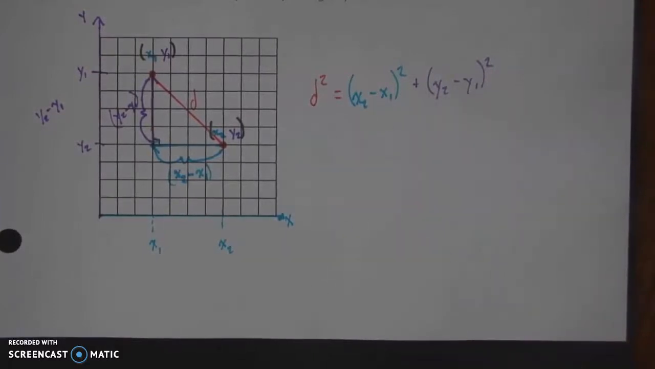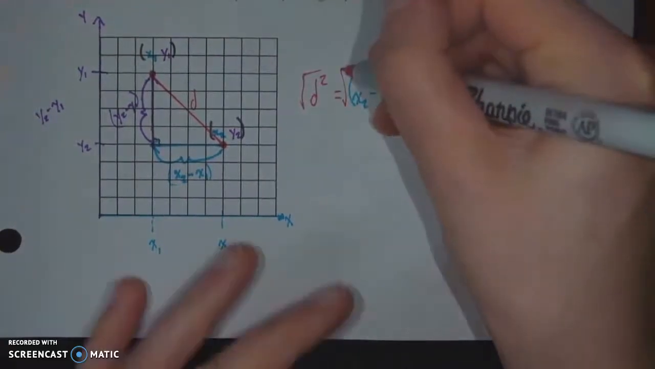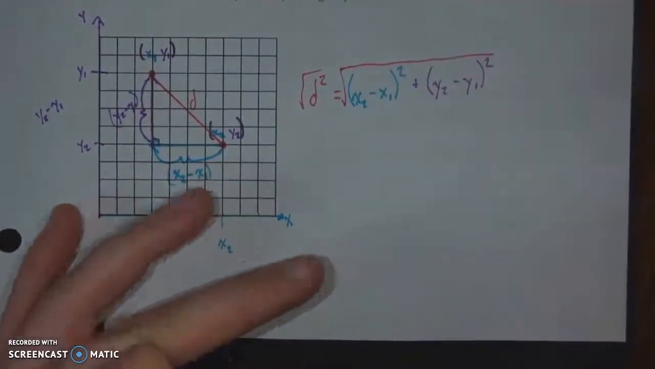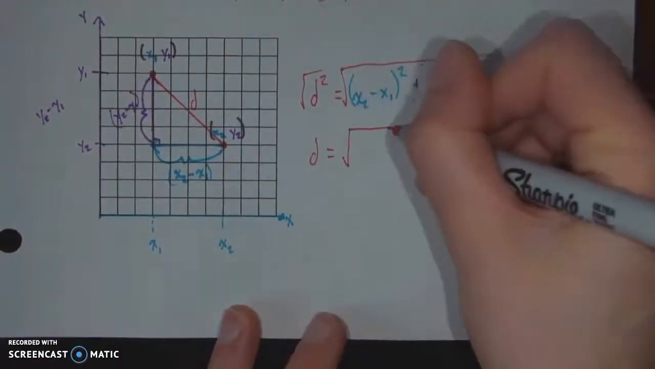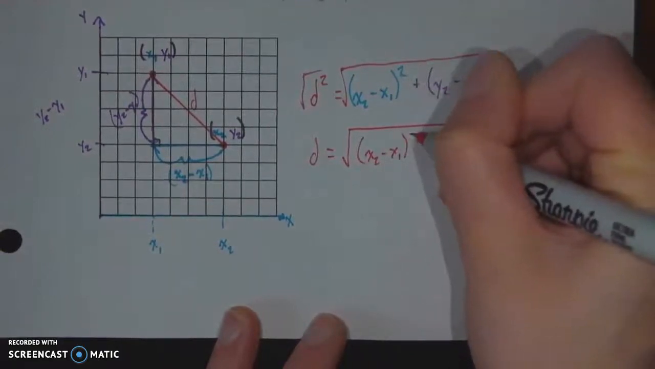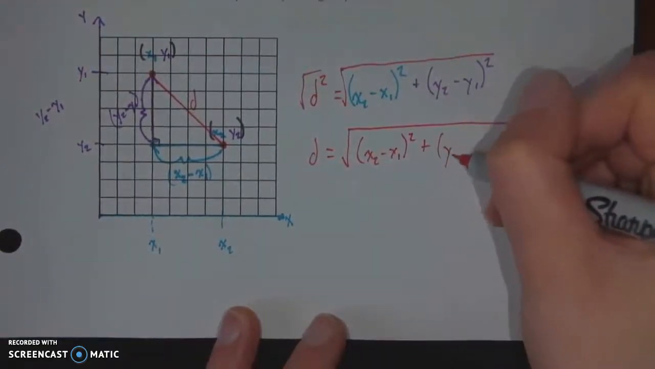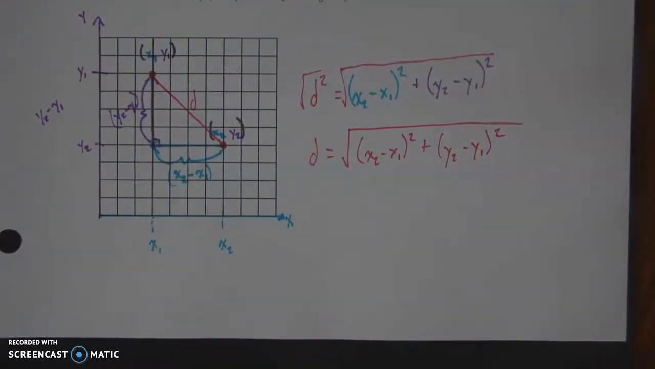Let's just make it so that d is all the way by itself, because we don't want to find the distance squared. We want to find just the distance. So that right there is your distance formula. D is equal to the square root of x2 minus x1 squared plus y2 minus y1 squared. Let's do a little bit of practice.